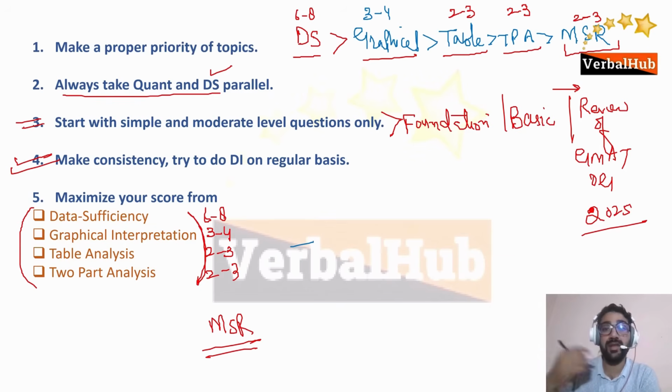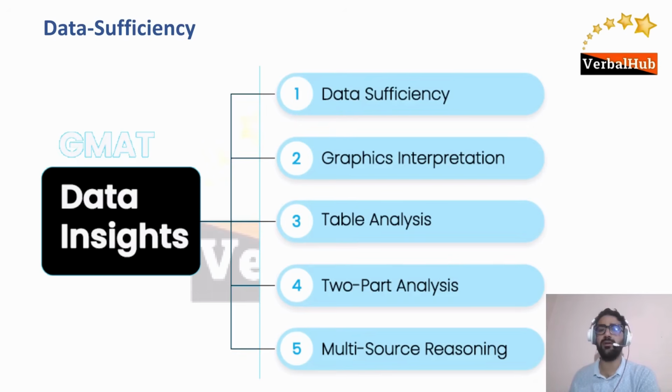It takes a lot of time. That's why some people, in a hurry to exit the question, just make mistakes. It's better to review. The best approach is to put these MSR on review. You can do the maximum questions from data sufficiency, graphical, table and two-part, and this will be the best strategy, right? One more thing I want to tell you: you might have seen data sufficiency is the first preference, right?